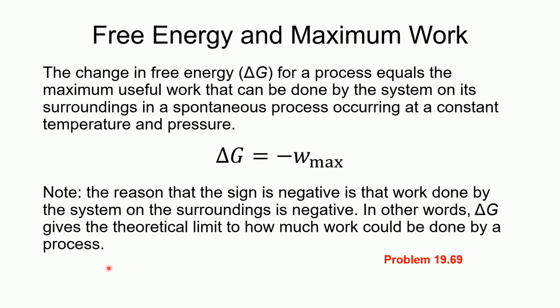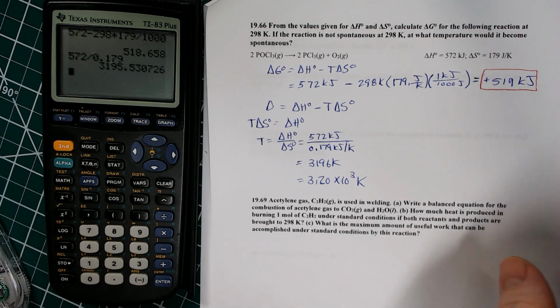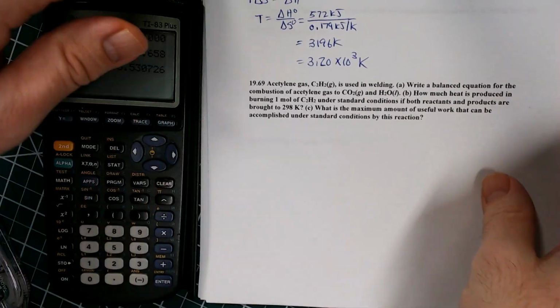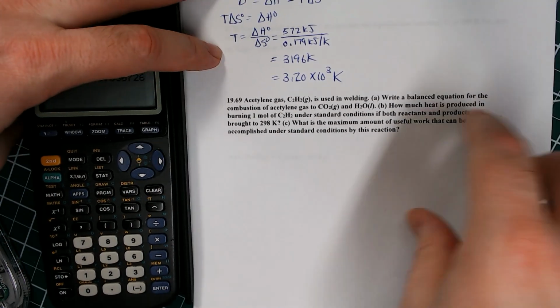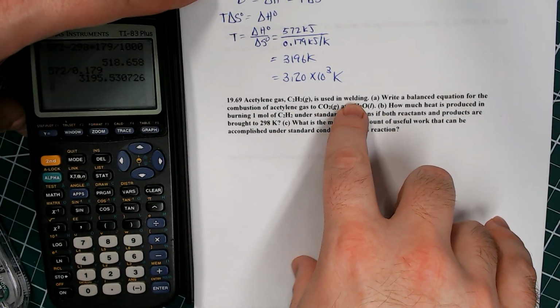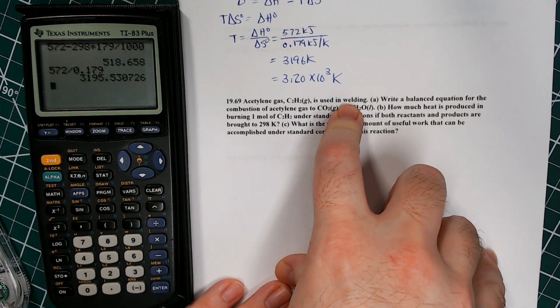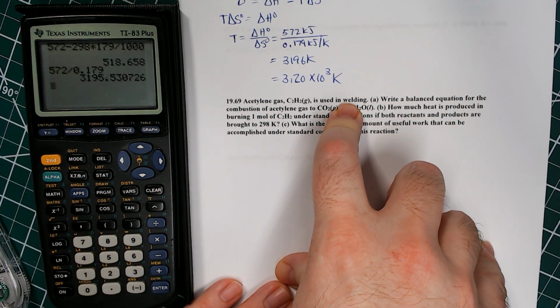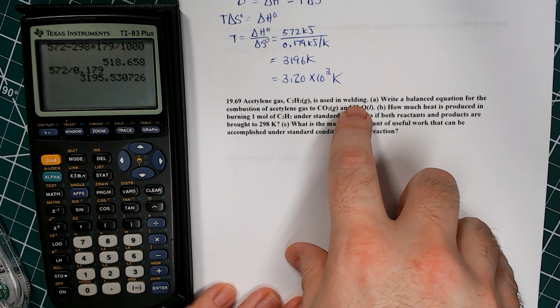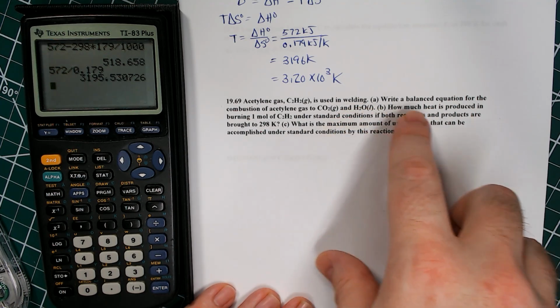on the in-class assignment. So let's read the problem. Acetylene gas is used in welding. I don't know if any of you guys are familiar with welding, but if you burn acetylene gas, it burns at a really, really high temperature. And the reason is that the delta H of this reaction is extremely high.